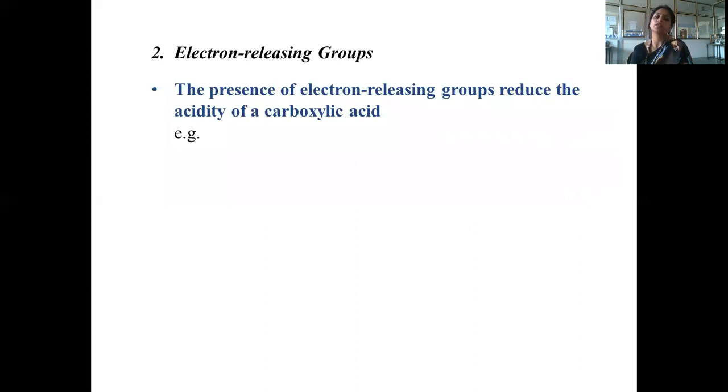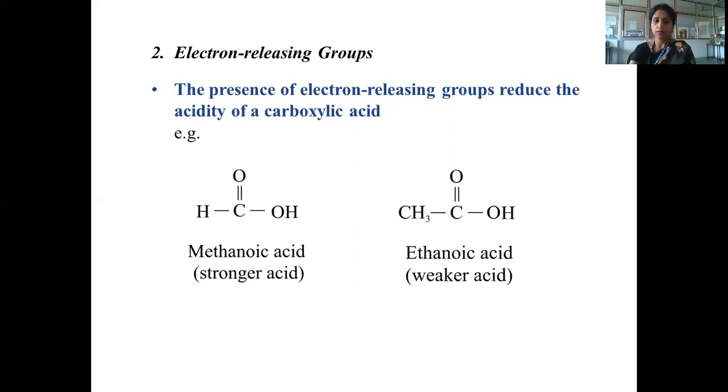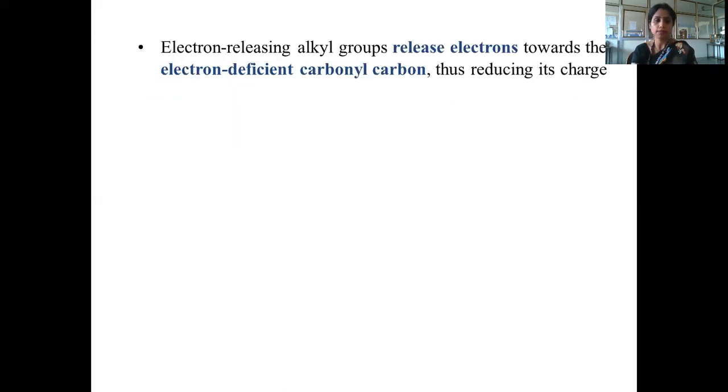The presence of electron releasing groups reduces the acidity of the carboxylic acid. For example, if we see methanoic acid, or formic acid, and we see acetic acid, what kind of group is here? It is an electron releasing group. The methyl group is electron releasing. So it decreases the acidity because it concentrates electron density over the OH bond, so it is difficult for the OH bond to break. That is why acetic acid is a weaker acid than formic acid.